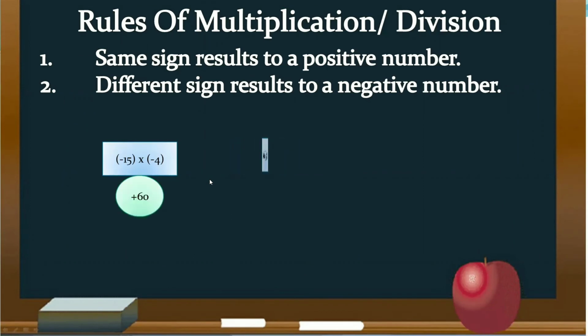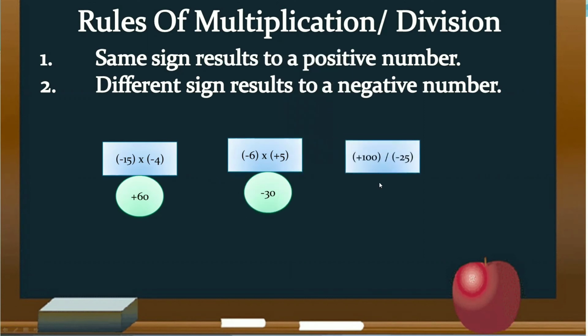Another example, negative 6 times positive 5. They have different signs. So the result is a negative number. And then we will multiply 6 and 5. 6 times 5 is 13. So the answer here is negative 13.